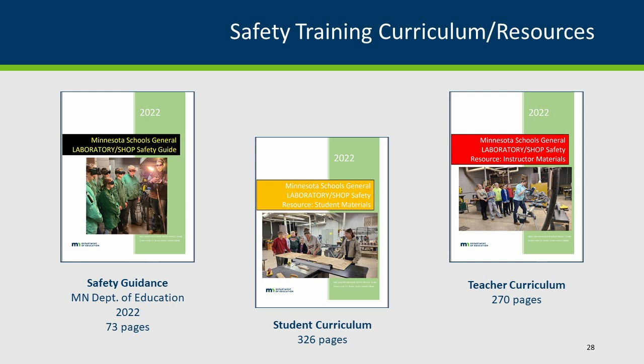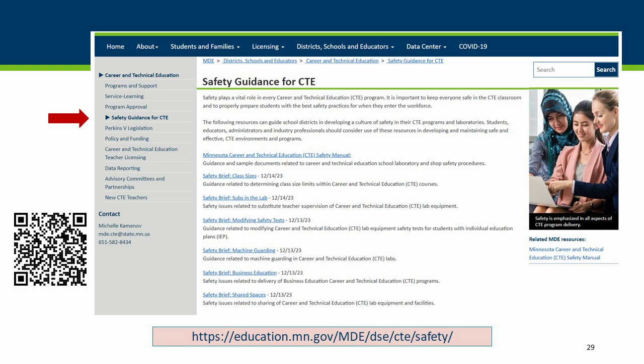This is all good information, but definitely we recommend that you read through all of it as much as you can. You'll find all of it at this new safety guidance for CTE page that is on the MDE website. It's listed here. There's a link at the bottom of how to reach it, and a QR code will take you there as well. It has a link to that first general safety manual that you can download, as well as some other briefs around very specific safety questions that we hear a lot about, where people want more information or additional resources. So check those out when you go to that page as well.